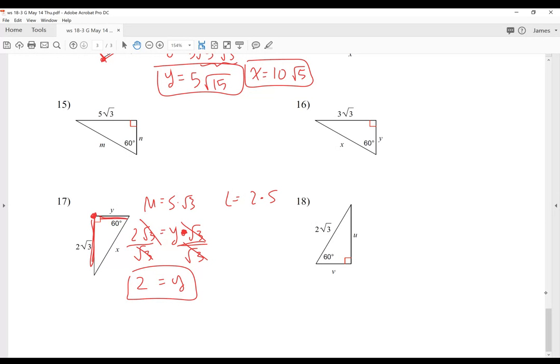Okay, and then the large side. Well, large side is x, and it's 2 times the short side. And short side we just found out over here. Short side was the y. Y is 2. So 2 times 2, that's just 4. Okay, all right, so try it on your own.